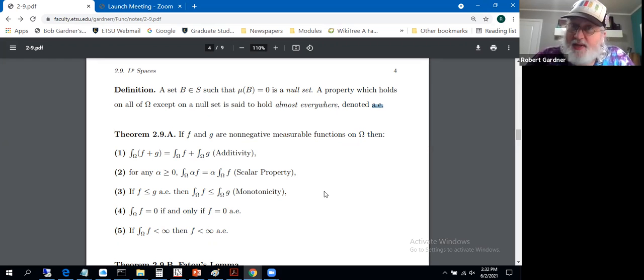When we look at the LP spaces, and we're getting there, they're going to be based on this Lebesgue stuff. And this almost everywhere idea is going to play a big role when we look at the functions in the big LP spaces.